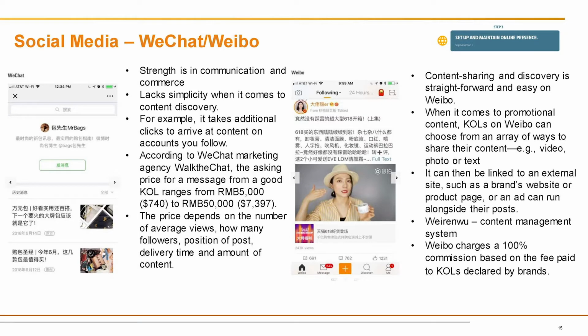But the challenge is with the Weibo system, it's hard to track which one is commercial, and which one is an individual putting up a personal video. So the system is not mature enough to track all commercial videos. But in time, marketing agencies suspect that Weibo will charge a high fee on any commercial KOL promotional video. That's the difference between WeChat and Weibo.